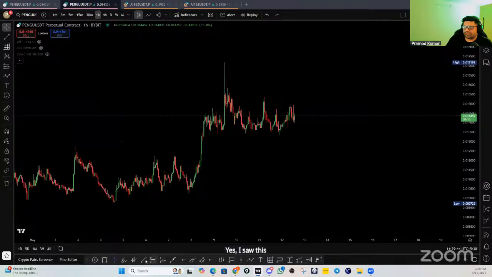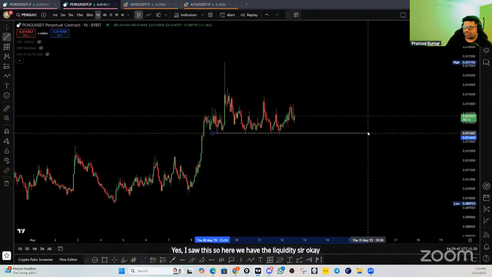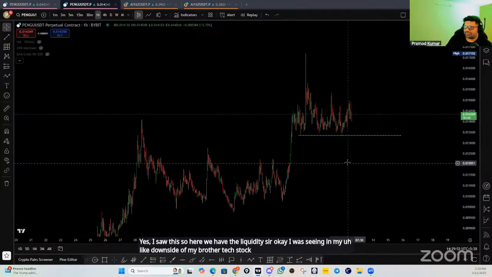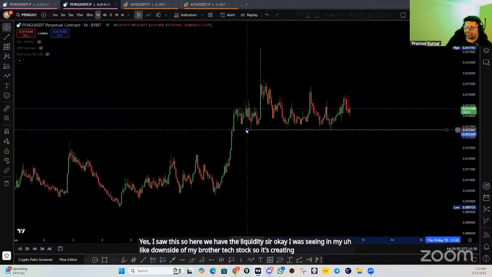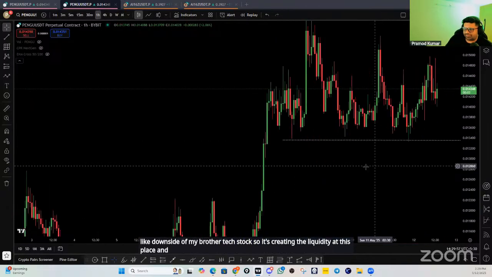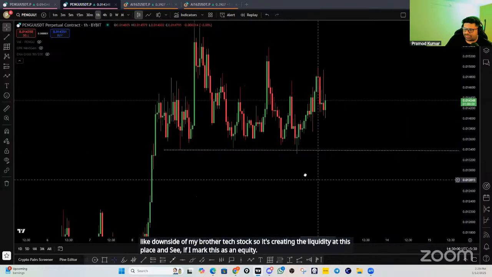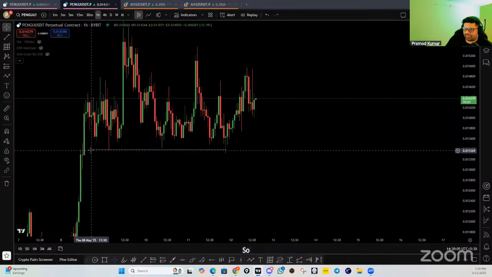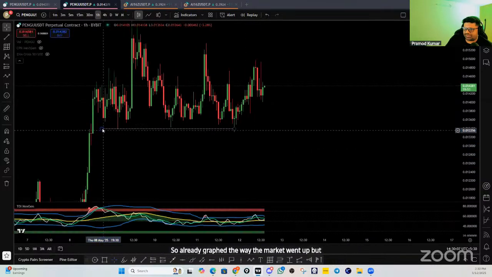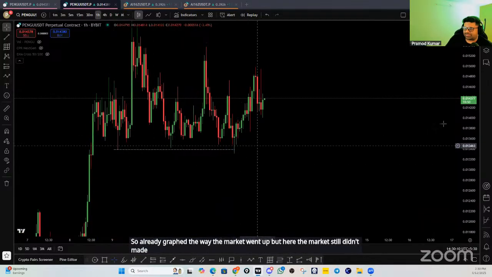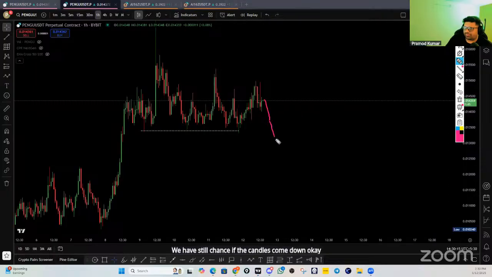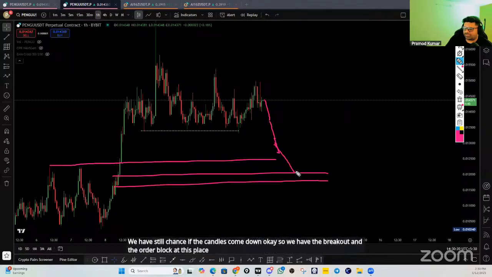So here we have the liquidity, sir. I was seeing it on the downside of my brother's desktop, sir. So it's creating the liquidity at this place. And see, if I mark this as a liquidity, now it has already grabbed this one. So it already grabbed it and the market went up. But here the market still didn't make any high, sir, after taking this. We still have a chance if the candles come down. So we have the breakout and the order block at this place. From here, we can try the long positions.